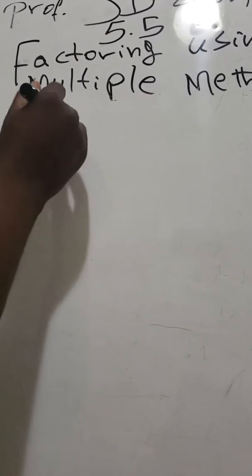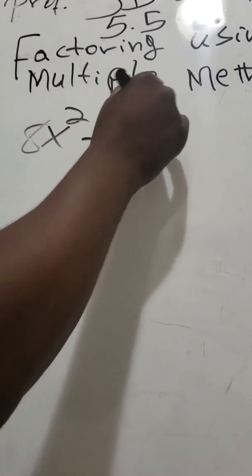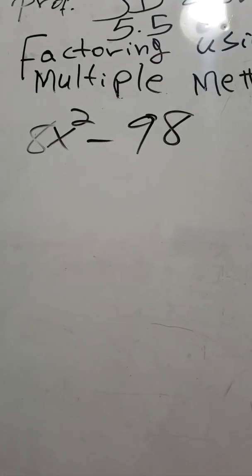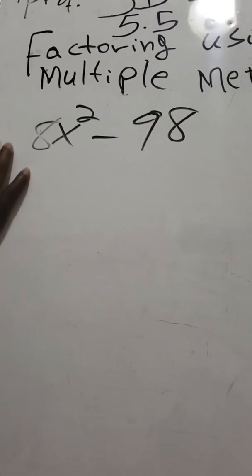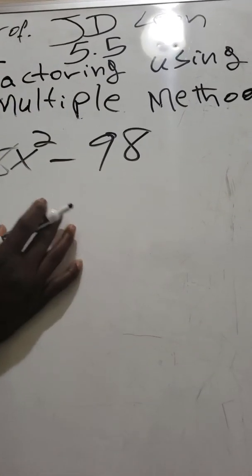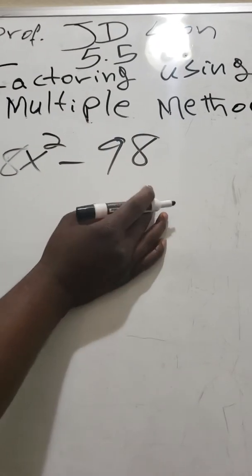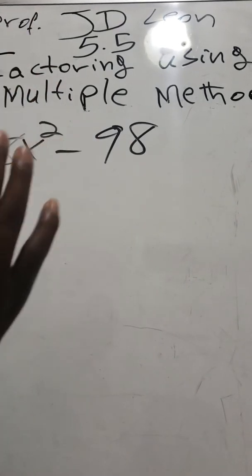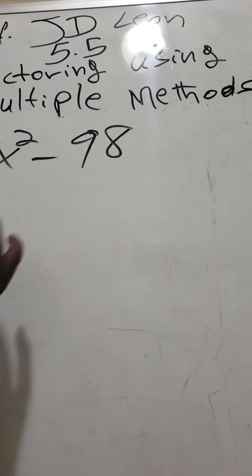So anyway, 8x squared minus 98. So then you have that, and you try to figure out how you can factor this. Looking at that, you ask yourself, is there a GCF? I can see there's a GCF because you have 8, which is an even number, and 98, another even number. Obviously, they both can be divided at least by 2.